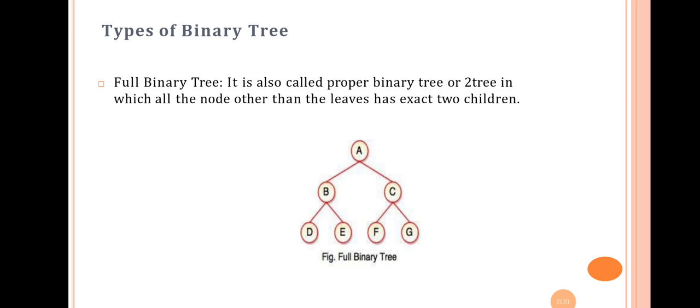Types of binary tree. Full binary tree. It is also called a proper binary tree or 2-tree, in which all the nodes other than the leaves have exactly two children. So here is an example of a full binary tree. All the nodes contain two children except the leaf nodes. Leaf nodes are nothing but the last nodes. Here the root node is A, the children of A are B and C, the children of B are D and E, and the children of C are F and G. Here D, E, F, G are called leaf nodes. A leaf node doesn't contain any children.